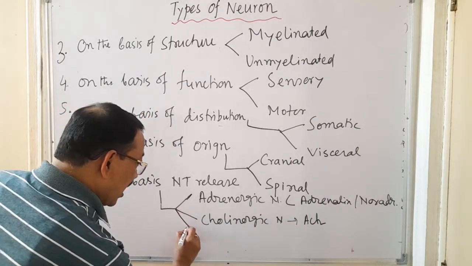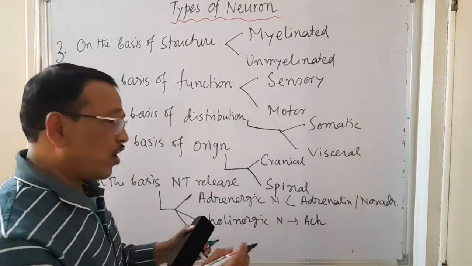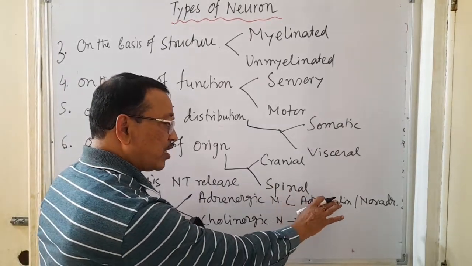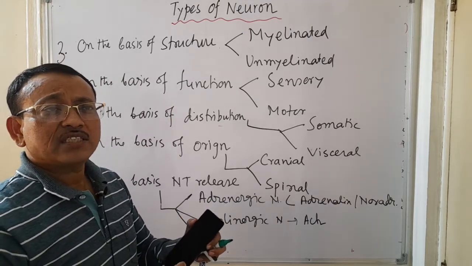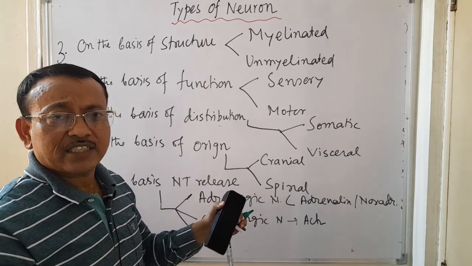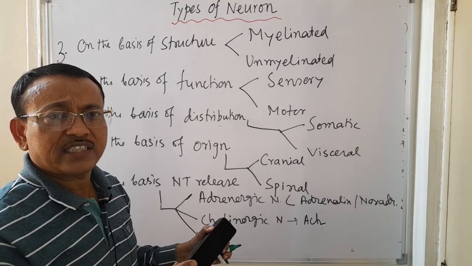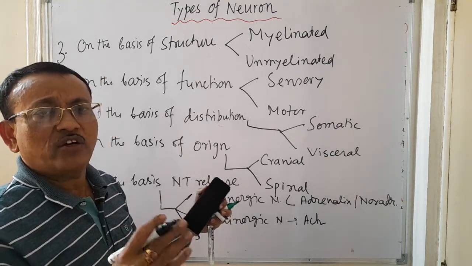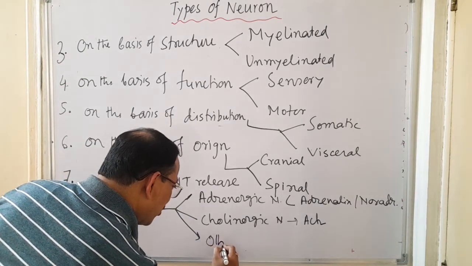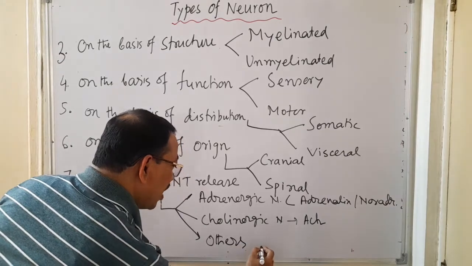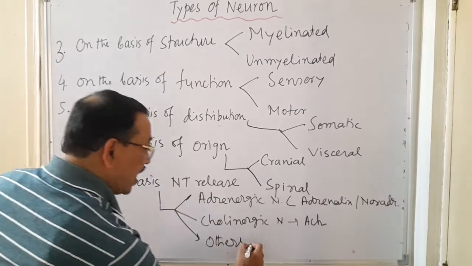There is also another category of neurons which are responsible for release of neither adrenaline or noradrenaline nor acetylcholine. They release some other chemical substances like dopamine, serotonin, GABA or gamma aminobutyric acid, and others. So other neurotransmitters are there, and those are classified under the others category. So as per neurotransmitter release: adrenergic, cholinergic and others.